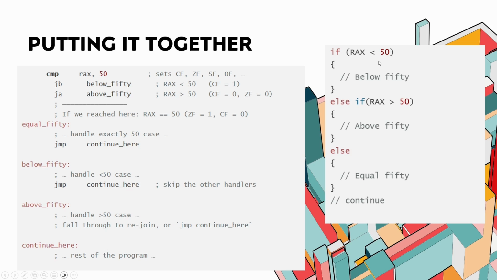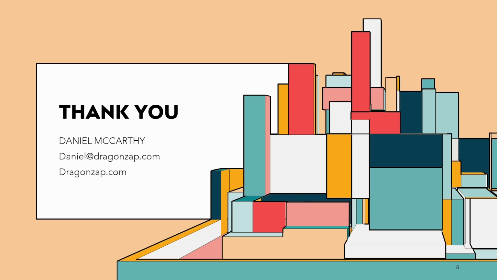JB is the equivalent to this if statement here, where we check if RAX is below 50. JA is the equivalent to the else if, where RAX is checked if it's above 50. And we don't need an instruction for the else because there was no jump. There was no jump to take us away. So naturally, the next instruction will be the else statement, which is here, the equal_50. Okay? And then we just jump to continue here, which takes us down to this continue label. Okay? So I hope that makes sense, guys. This is how we're able to use compare instructions and the conditional jump instructions to make our program execution change.